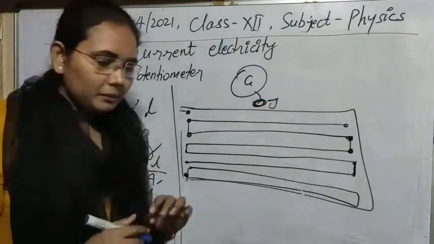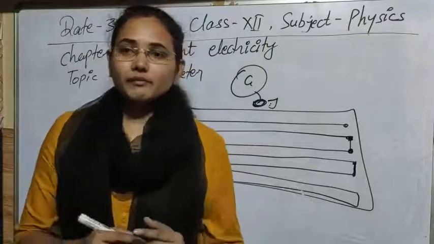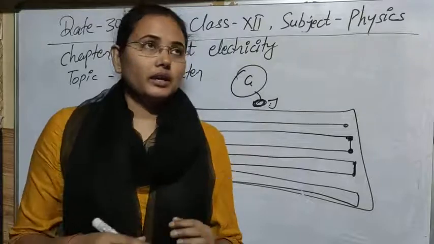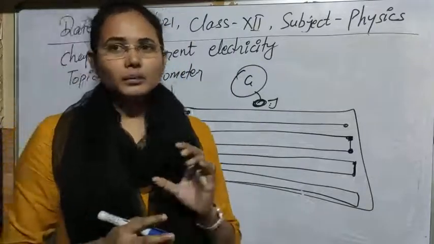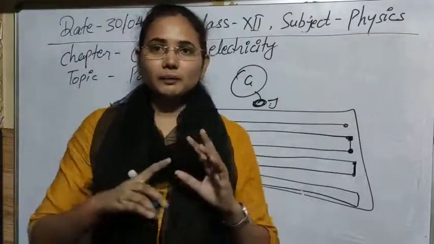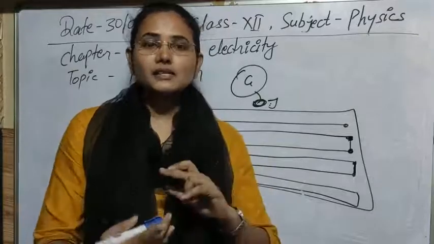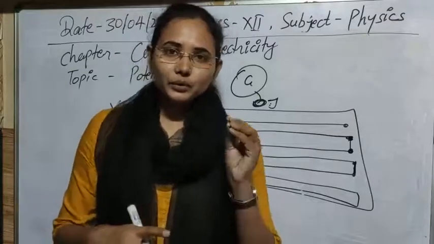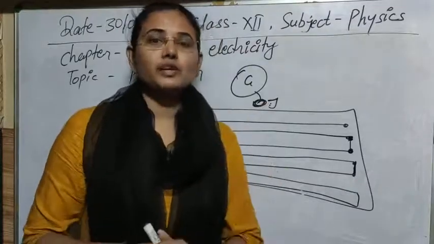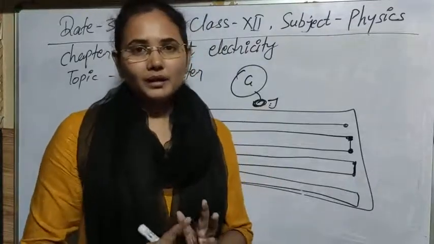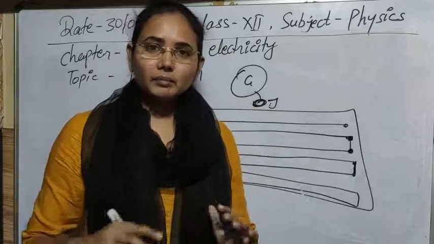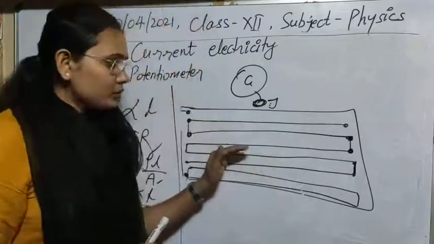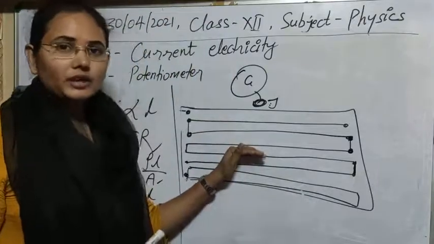You know that EMF is that potential difference for which no current is drawn from the cell. If we use a voltmeter, then we are drawing current to measure the EMF. Due to the internal resistance, some voltage drop occurs there, and due to that the voltmeter cannot measure the EMF of any cell accurately. So by using the null method we can find it accurately.